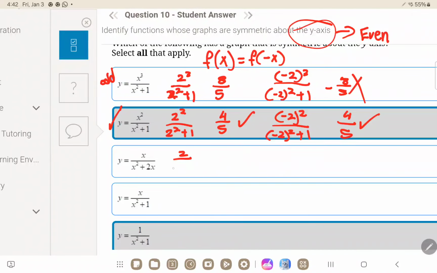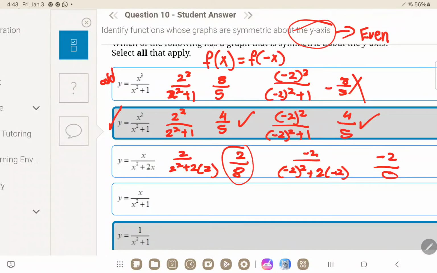Here, 2 over 2 squared plus 2x. You get 2 over, oh wait, there's no 2x, it's 2 times 2. So 4 plus 4, which is 8, and if you do negative 2, you get negative 2 squared plus 2 times negative 2, which you're going to get negative 2 over 0, which again, like we said, is not even a function. These are not the same, so this is wrong.